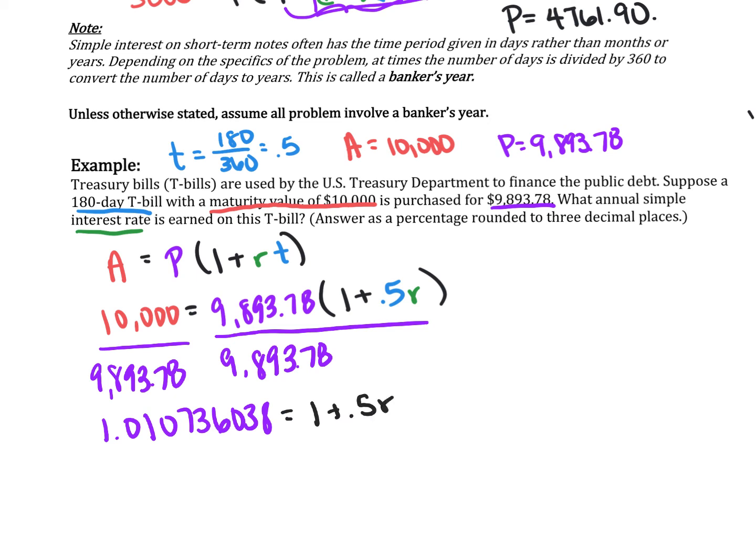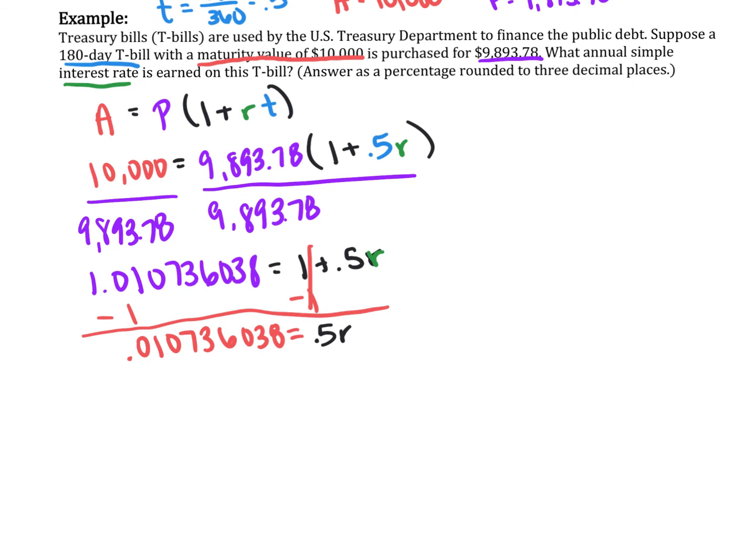Well, if I want to solve for this R variable out here, the first thing I'm going to do is subtract off 1 on both sides. So when I subtract off 1 on both sides, it goes away. I'm left with 0.01073638 equals 0.5 R. Now, if I want to solve for R, I'm going to divide everything by 0.5. So when I divide that by 0.5, I get R is equal to 0.02, and they said take it to 3 decimals, 0.021. So R is equal to 2.1% interest rate.